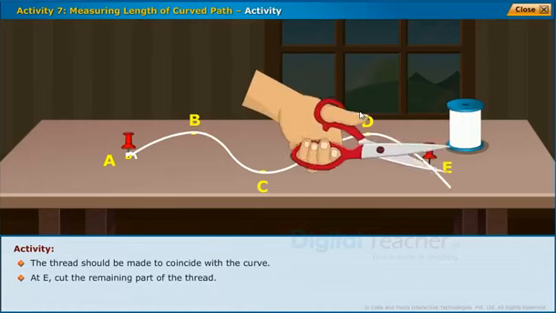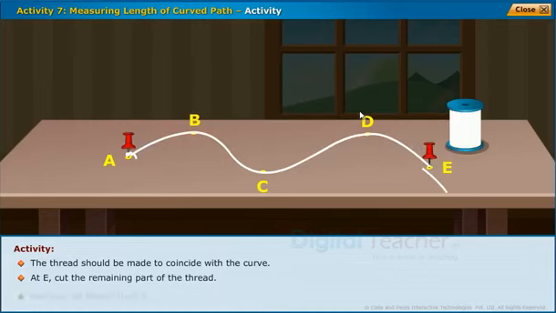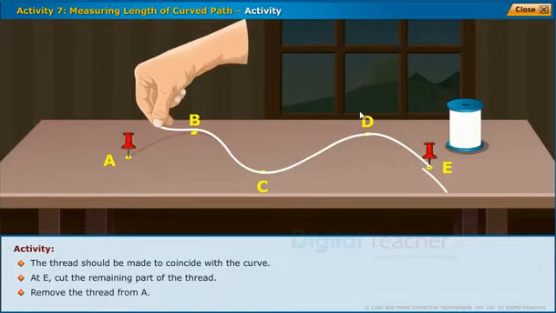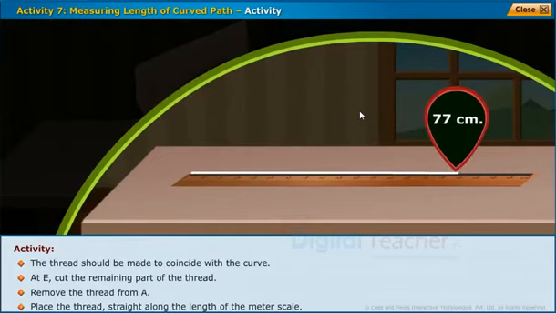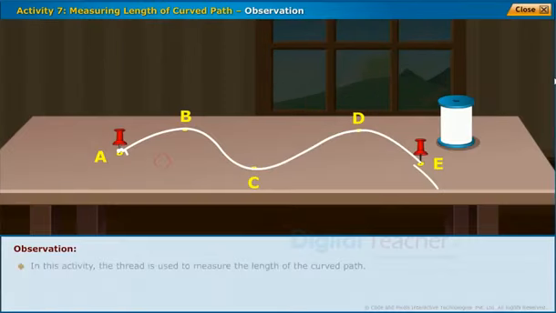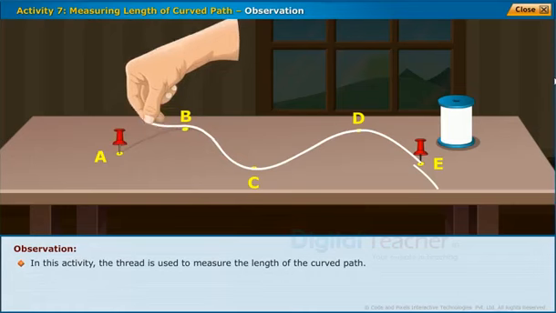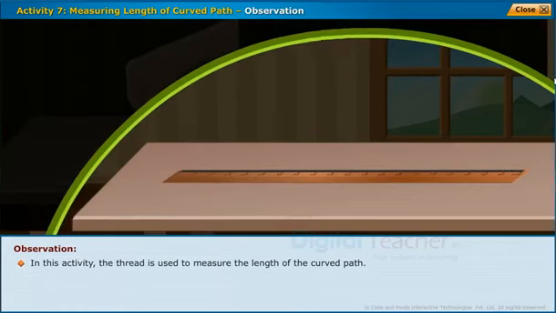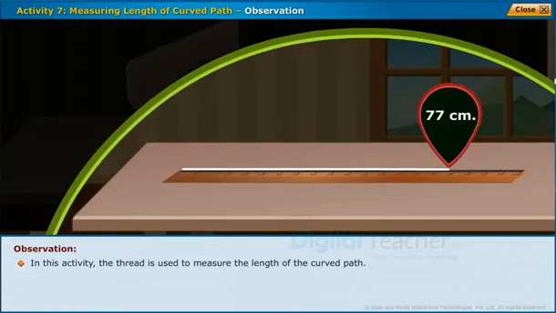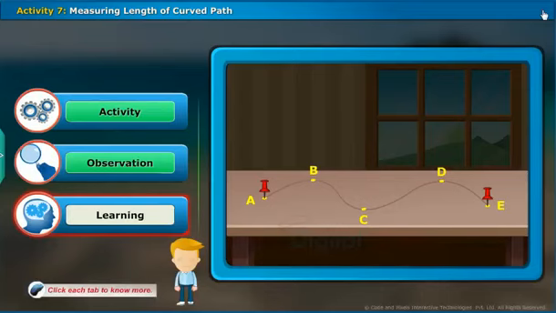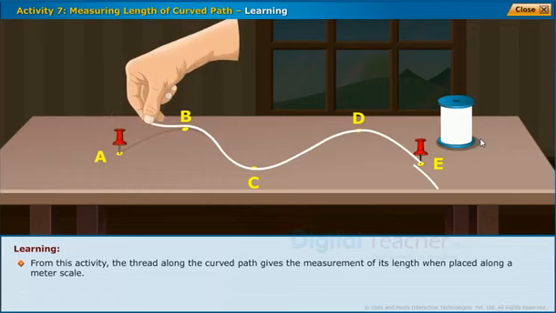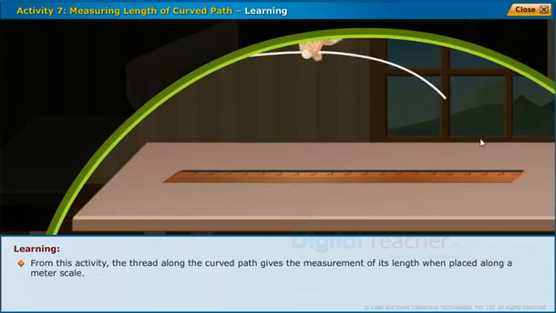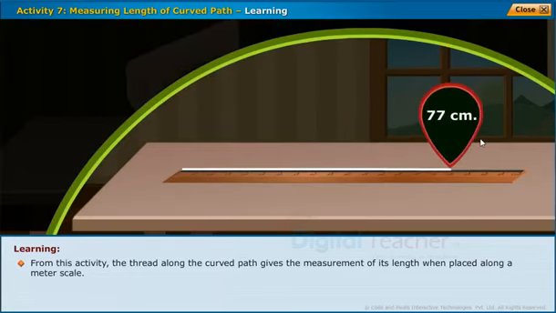At E, cut the remaining part of the thread. Remove the thread from A. Place the thread straight along the length of the meter scale. In this activity, the thread is used to measure the length of the curved path. From this activity, the thread along the curved path gives the measurement of its length when placed along a meter scale.